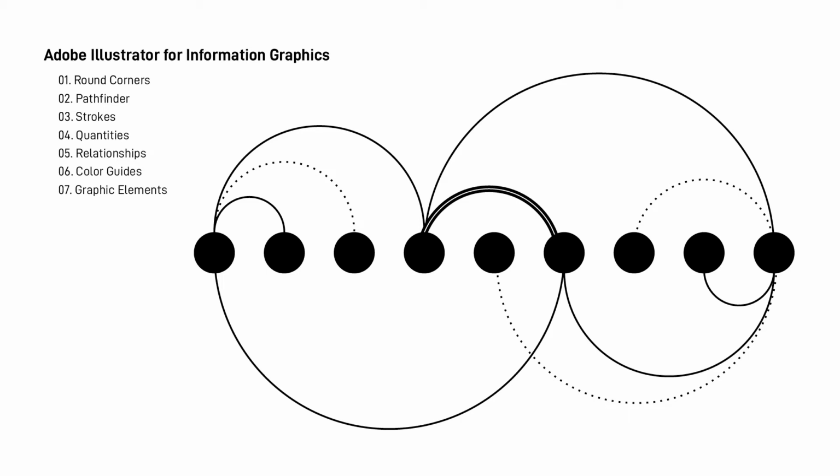Information graphics is a great tool to understand complex information using simple graphic representation. We are going to learn several techniques of creating quantifiable graphics using Adobe Illustrator, including pathfinder, stroke types, color guides, and so on. This technique is applicable for creating visual diagrams.